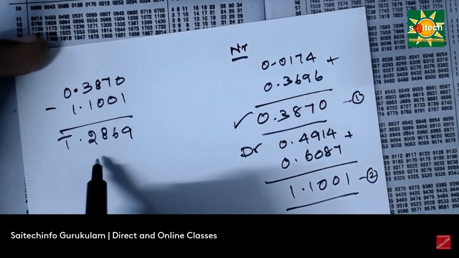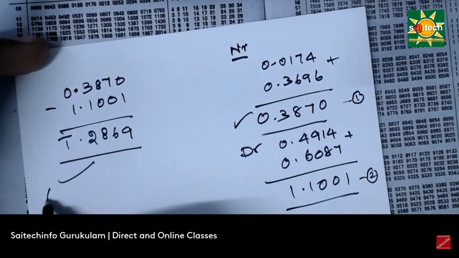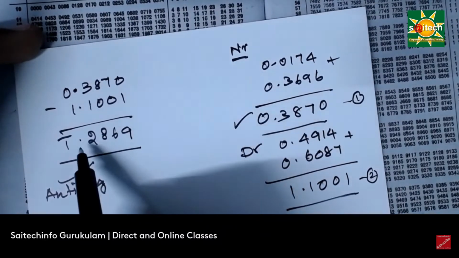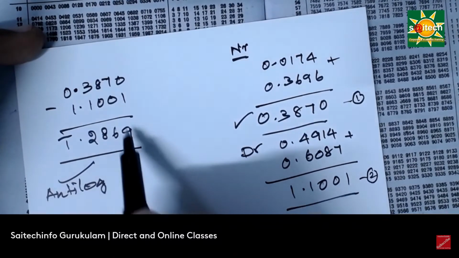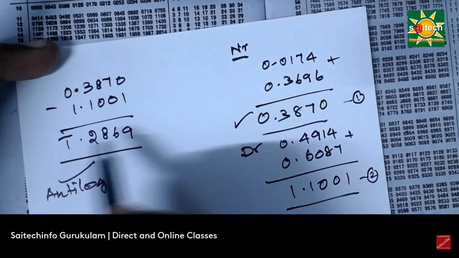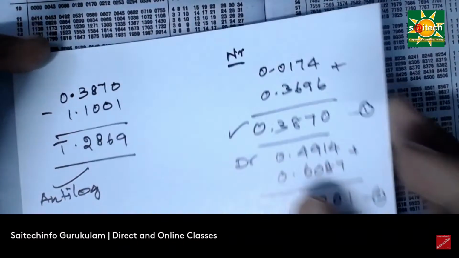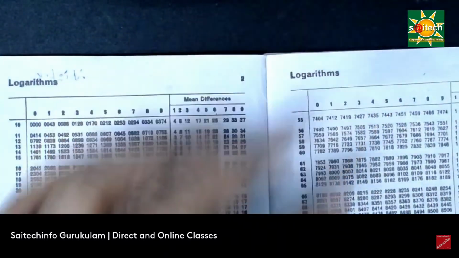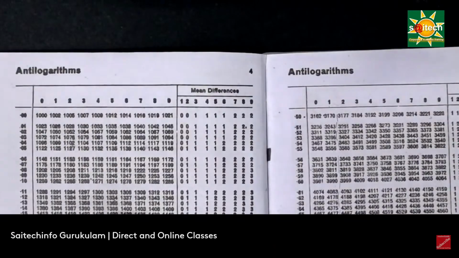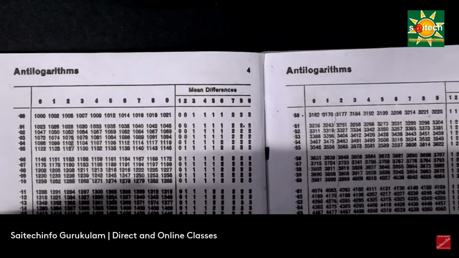And then now you have to take the antilog for this one. Antilog. How to check the antilog? You have to consider the mantissa only. So this portion is called the mantissa and this is the characteristic. So we can consider only this. So you have the antilog table also. Here it is the logarithm table. On the other side you have the antilog. Got it? Similar to logarithm. Now this is the inverse of logarithm.